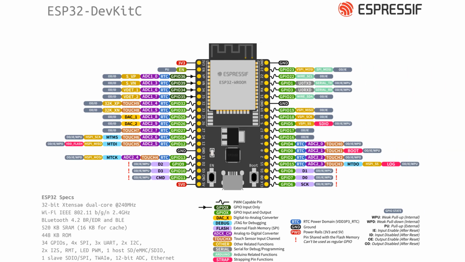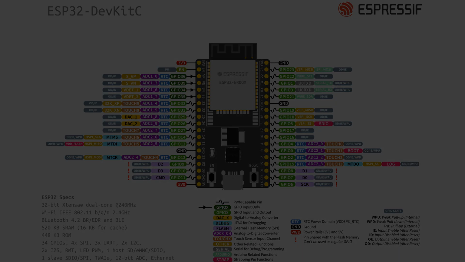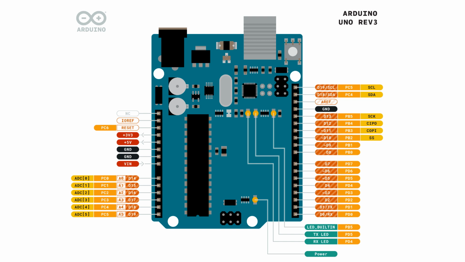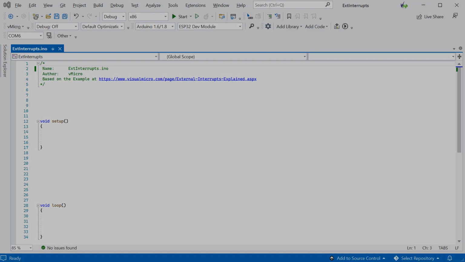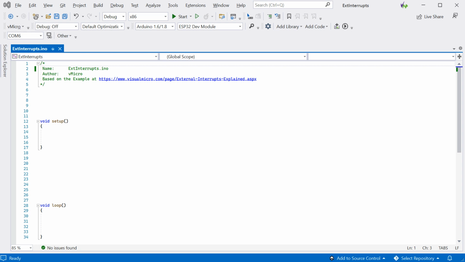We're using the ESP32, which can have any pin configured as an interrupt. Other boards, such as the Arduino Uno, can only use interrupts on one or two pins, so consult your board's pinout to check its capabilities. First, we open a new project in Visual Micro and select our board and port as normal. Then, we need to initialize our pin as an input for our switch, so we use the internal pull-up here to save an external resistor.